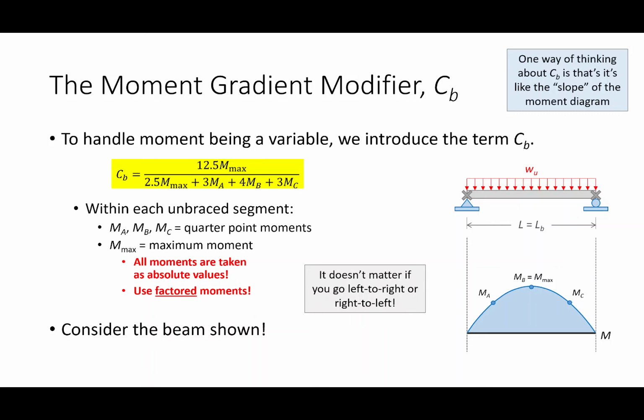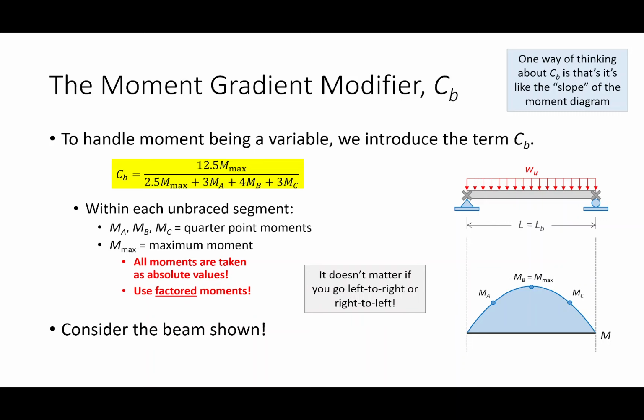Okay? Now the purpose of CB is to recognize the fact that this is what moment diagrams really look like. Okay? And I propose that because moment diagrams are in fact variable, we must account for that in some fashion with the solution that we have to predict beam buckling. And that's what CB is. Okay? So what is CB? It is a moment gradient modifier.